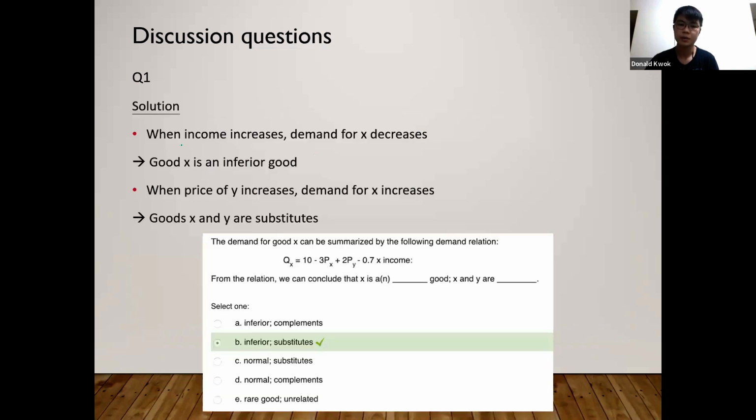Okay, so what I've put down here is essentially what I've just explained to you. So please take a look at question 2.